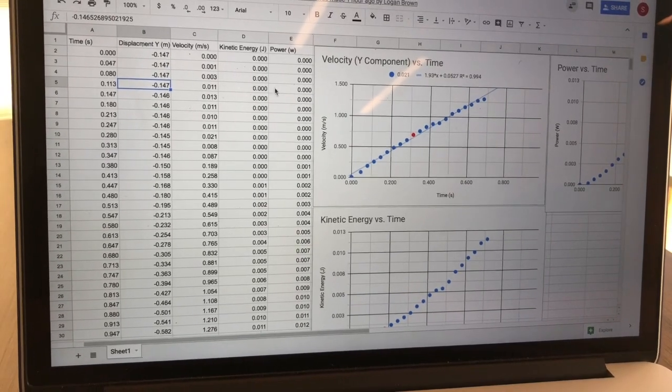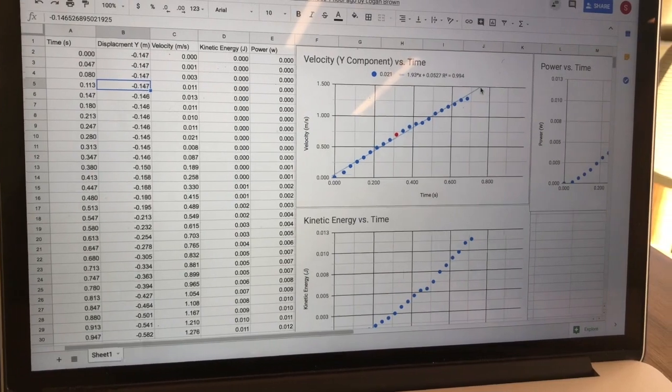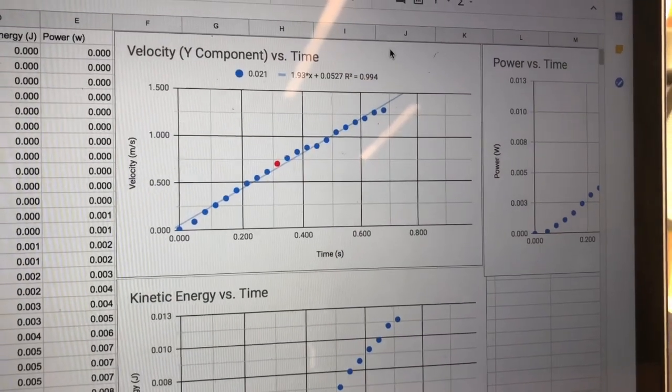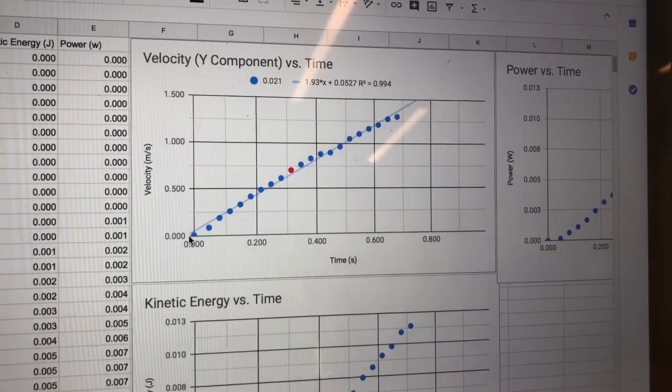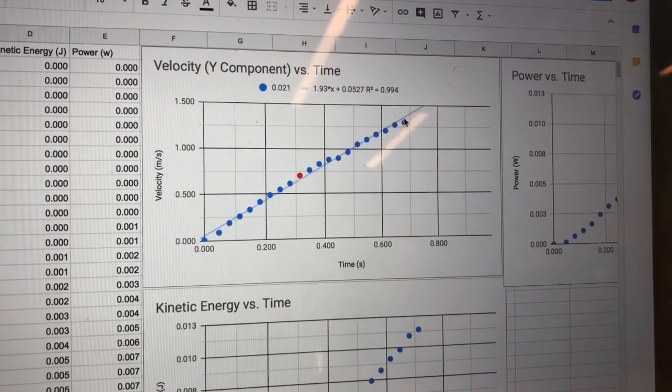So here's all of our data that we have from Tracker. This is all for the highlighter, and we also made 3 graphs. So we made a velocity versus time graph. The graph makes sense in general because, as you can see, the y component of the velocity is increasing steadily over time, and that's because the acceleration is constant.